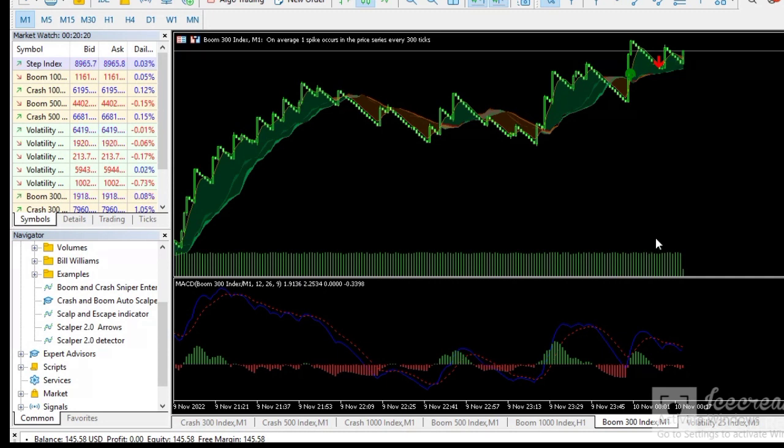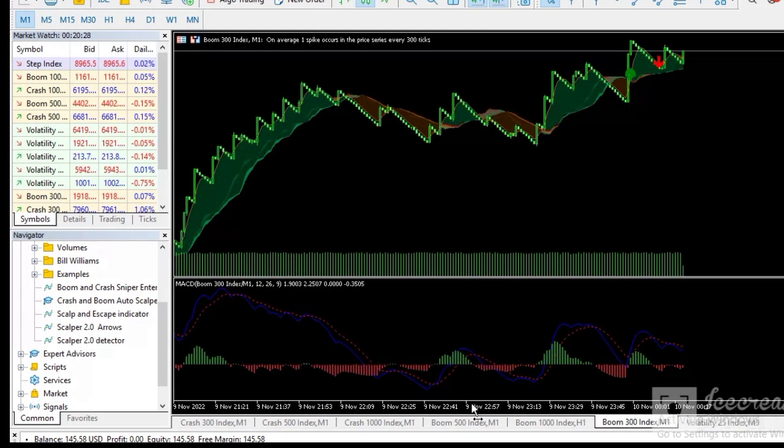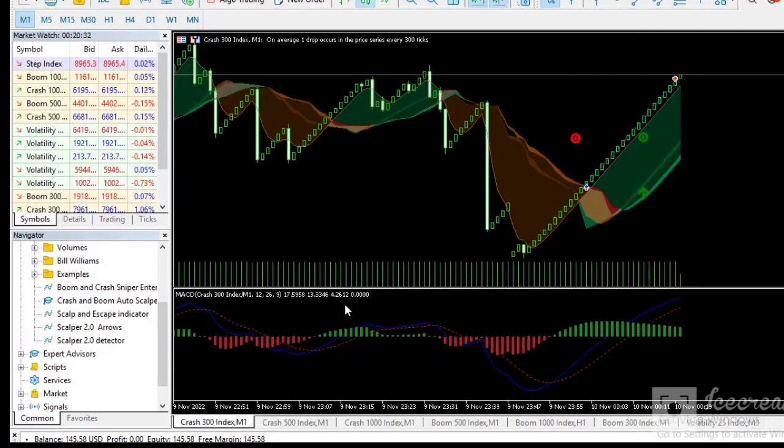Now let us watch if it will spike on Crash 300 and Crash 500. We just closed those trades because the sell arrow has appeared. Right now, let us watch. We see our closing point, right? So let us see how many candles it will take before a spike will happen.